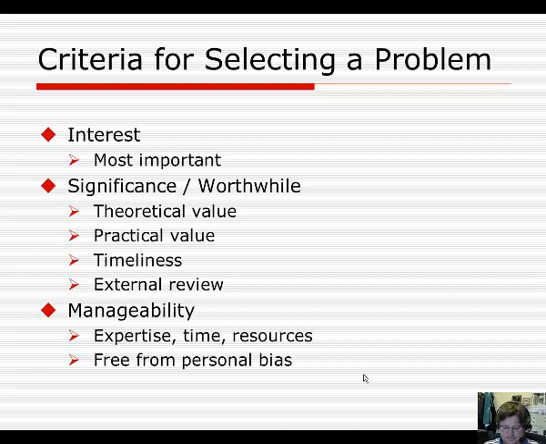Number two, is the problem worthwhile? Again, we're talking about taking a research question, turning it into a researchable problem. So there's lots of things to think about here when we answer the question, is the problem worthwhile? Does the problem and its potential solution make a contribution to the body of knowledge within the field of study? We have to ask that question. Is the research problem timely? Is there a demand for a solution to the problem? And then thirdly, is the problem manageable?